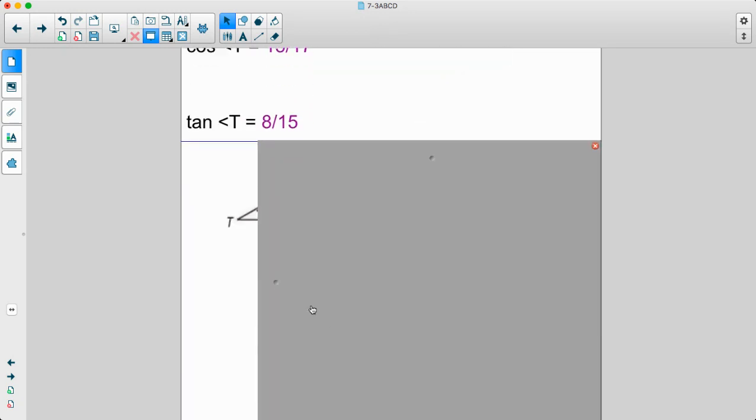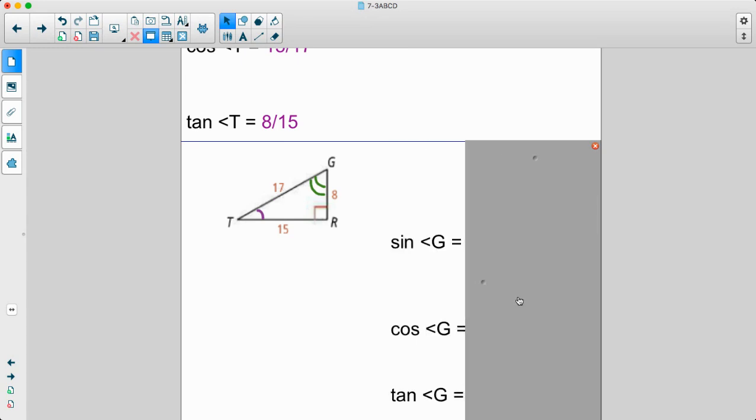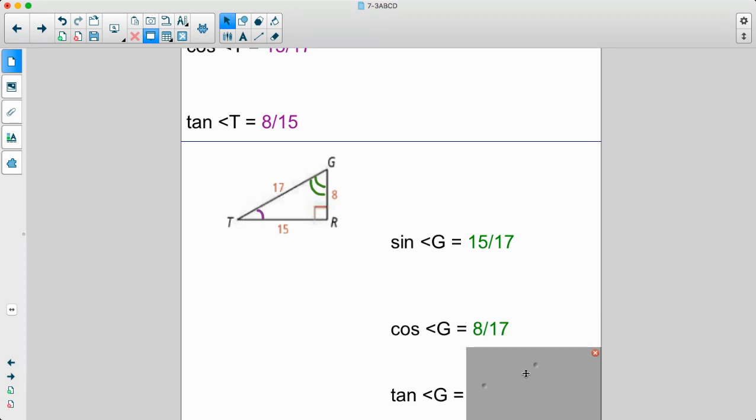So now you pause the video and you find the trig ratios from angle G's perspective in this triangle. And then press play for the solution. Sine is opposite 15 over hypotenuse 17. Cosine is adjacent 8 over hypotenuse 17. Tangent is opposite over adjacent.